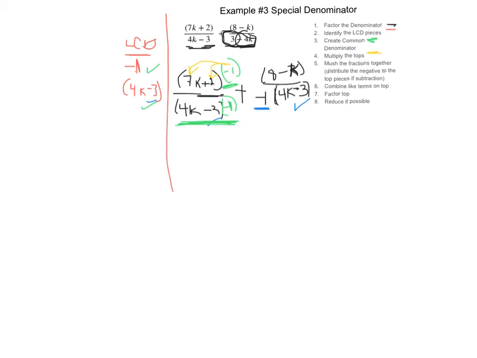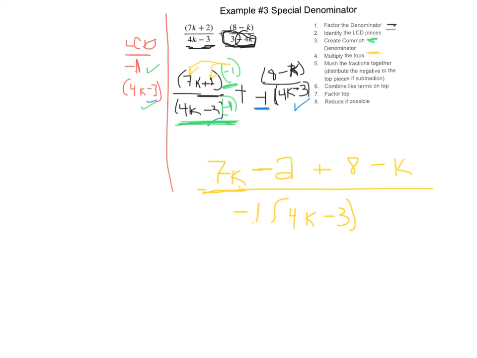Okay, so you're going to have negative 7k minus 2 plus, we have the 8 minus k. Let's see if I can fix that. Kind of in a bad spot on the screen because it's broken. 7k. That looks better. All over the denominator now of negative 1 times 4k minus 3.